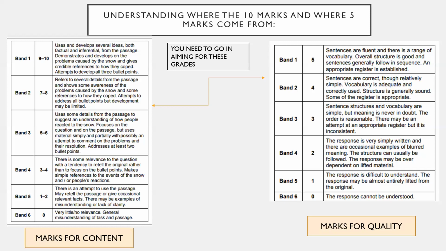So although you won't be getting full marks, it shows how easy it is to achieve those high marks. For example, for the quality, band 2, sentences are correct, though relatively simple. So you can still have simple sentences, but as long as they're correct, you're still able to get those high bands, get those marks. It's easy marks that you can get to help you achieve those high grades. And like I said before, we really want to be aiming for band 3 and above. Try not to aim low, because the higher you aim, obviously the higher you will get.